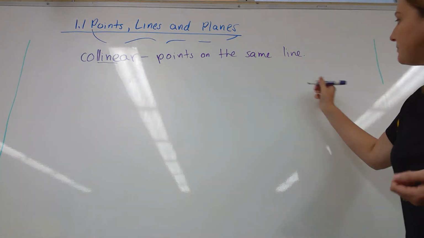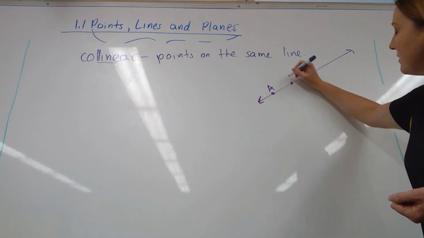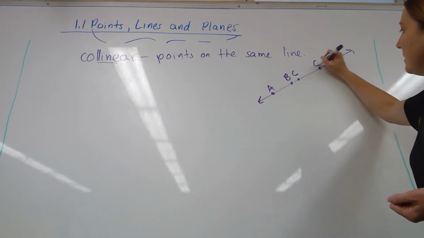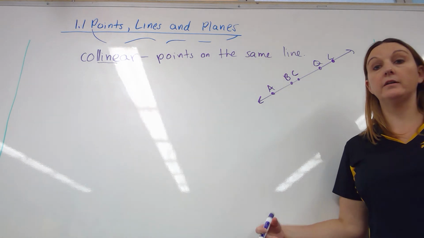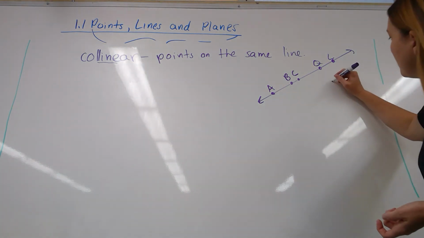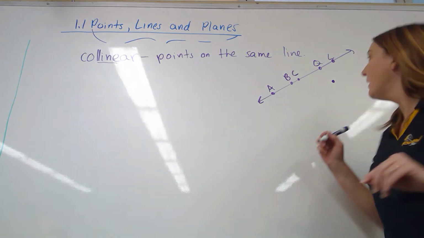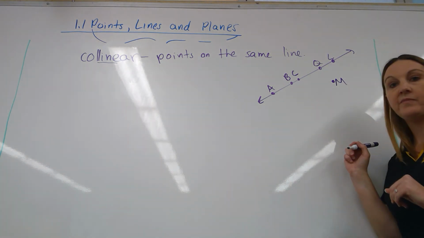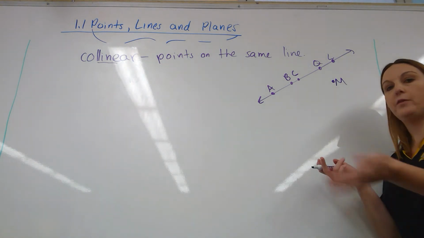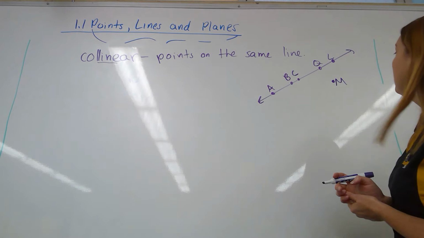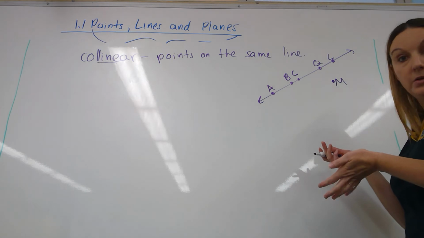So for example, I can label A, B, C, Q, and L. A, B, C, Q, and L would be collinear. Sometimes you'll hear the phrase non-collinear. That would be like if I added another point here. M is non-collinear with A, B, C, Q, and L, because it's not on the same line with them. So we've got collinear, and we can get non-collinear.